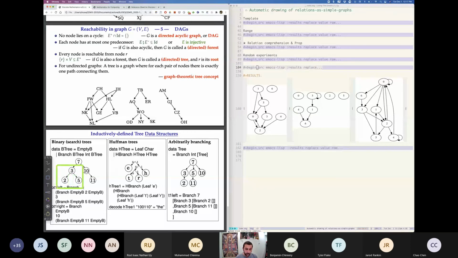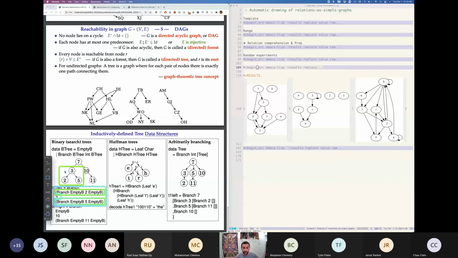Right? So this graph right here is represented as I have a branch. Okay. Here's the left child. This is the left right here. It's 2 with no kids. Then here's 5 with no kids. And then 3 is their parent right here. Okay. And so this whole box down here is a syntactic representation of this picture right here.